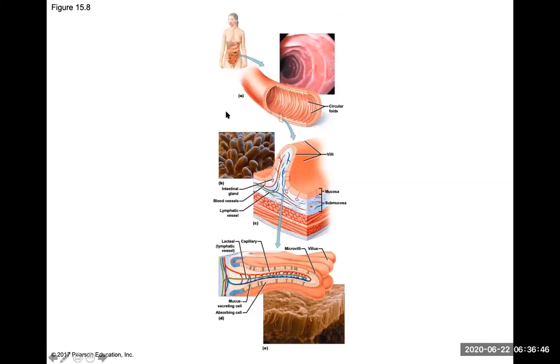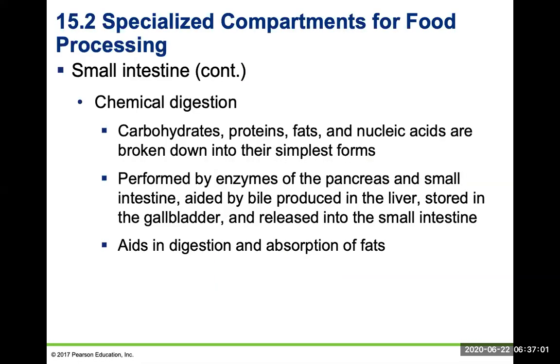So here's a look at the small intestine. It has these circular folds that help increase surface area. These villi are finger-like projections with little microvilli on them where food can get trapped and digested. So chemical digestion occurs here.